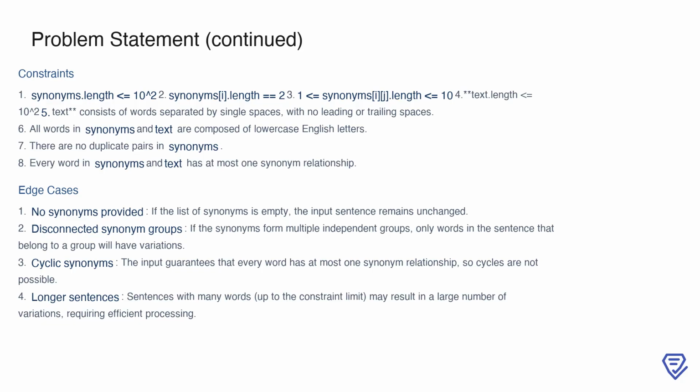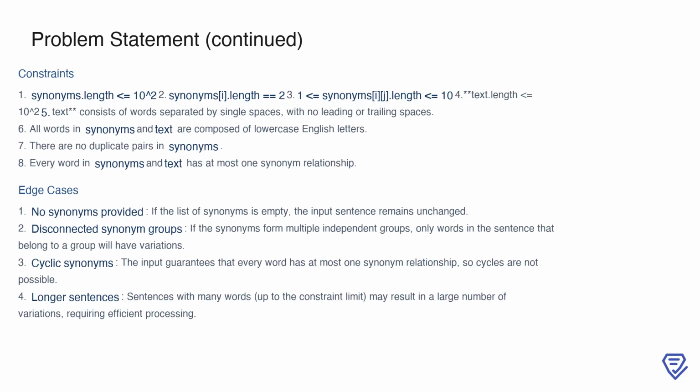The list of synonym pairs can have at most 10,000 entries, and each pair consists of exactly 2 words. Each word in the synonyms list or the input sentence has a maximum length of 10 characters, and the input sentence itself can have up to 100 characters. The sentence is guaranteed to be well-formed, with words separated by single spaces and no extra spaces at the start or end. All words are composed of lowercase English letters, and there are no duplicate synonym pairs.